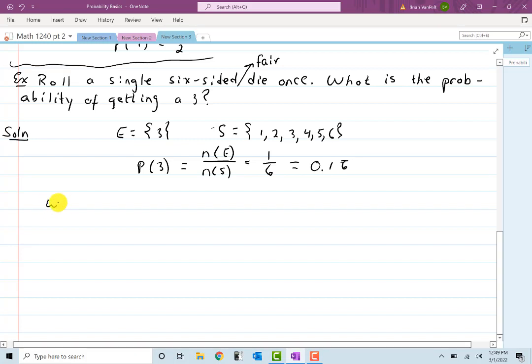Well, let's continue here. What is the probability of getting an even number?